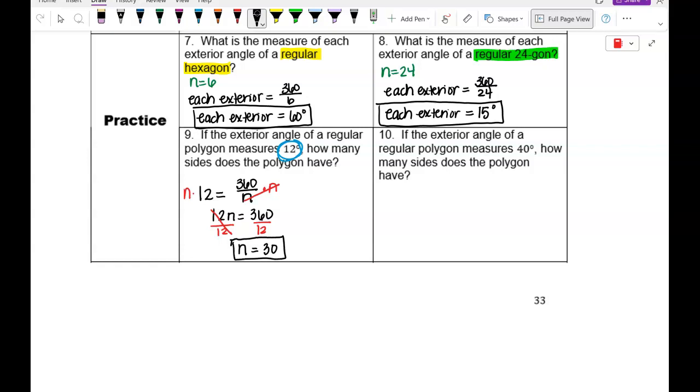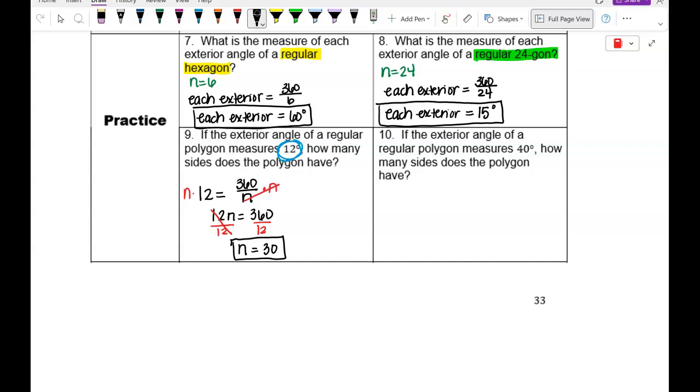And that makes sense. In question number 8, we had 24 sides and our exterior angle was 15. In question 9, our exterior angle was even smaller, which means we had to have more than 24 sides. And 30 is more than 24. So that makes sense for the value that we got.